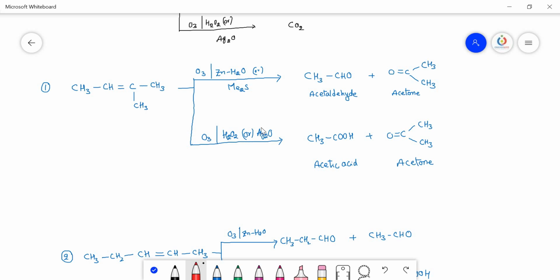But in the case of oxidative ozonolysis, this particular double bonded carbon atom with the hydrogen will be converted to the carboxylic acid, and this shall be converted to the ketone.